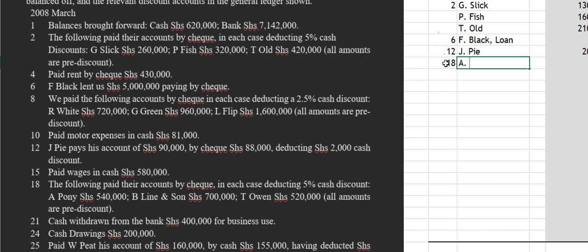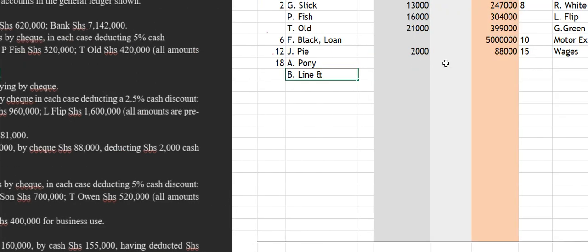On 18th, Epony paid, Beeline and Sons also paid, then TON also paid, but of course they are deducting the 5%. They are offering them a 5% discount, so I'll record this in the discount allowed column.